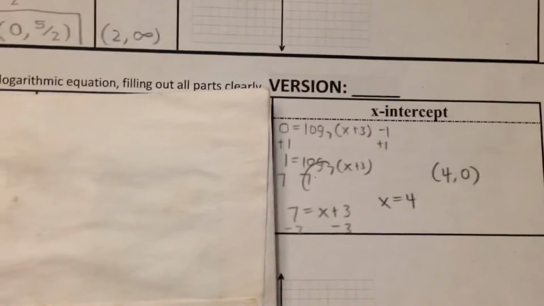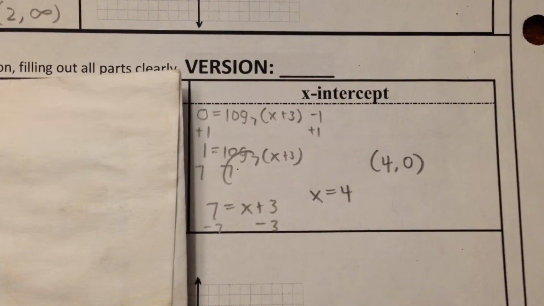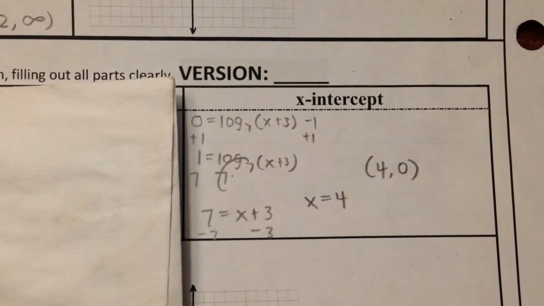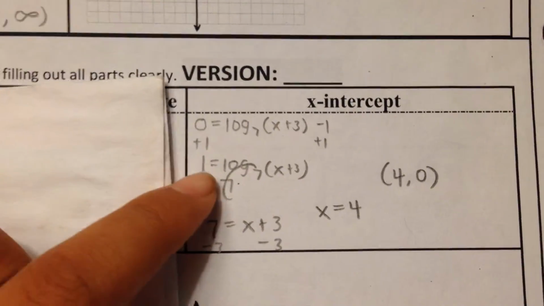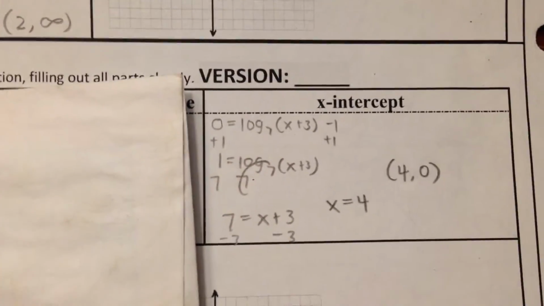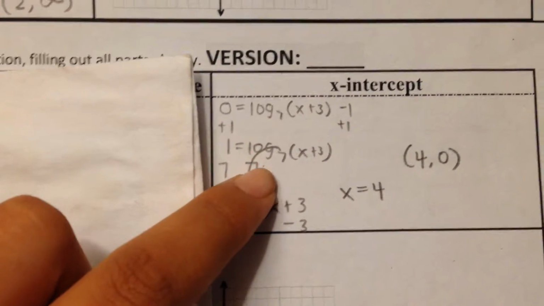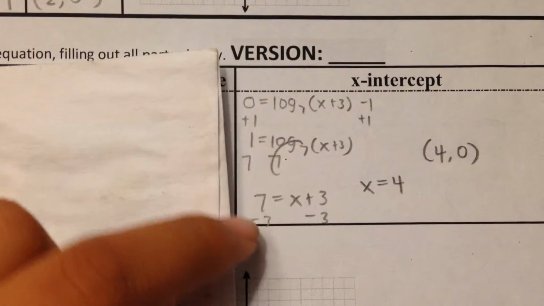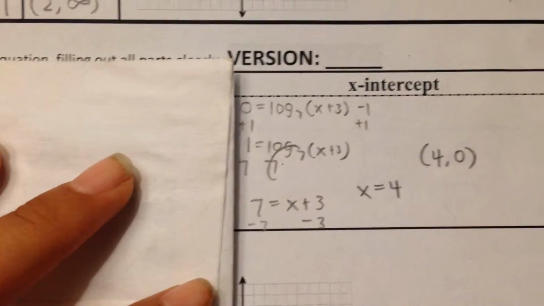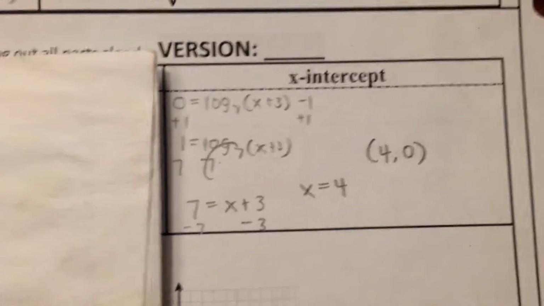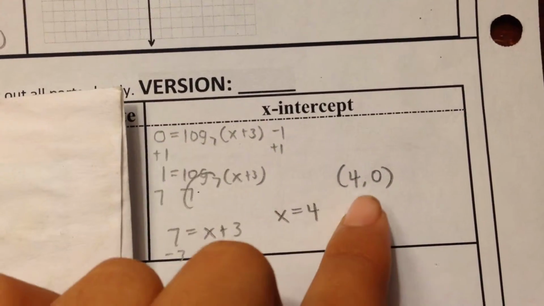Moving on, we're already done with that. So for the x-intercept, all you do, like a regular graph, is set your whole graph equal to 0. So I add 1 to both sides, and from this point we're going to exponentiate, which we know from unit H. I exponentiate with base 7, so this cancels out, and 7 to the first power is 7. So 7 equals x plus 3. I subtract 3 from both sides, and I get x equals 4.